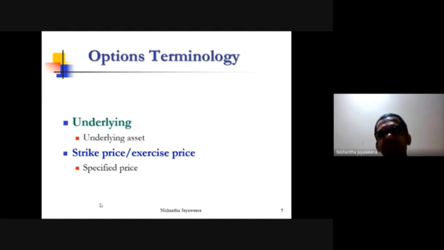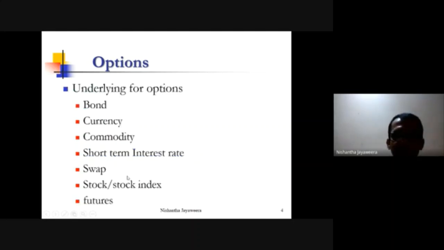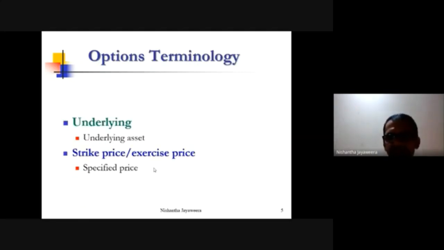So basically we use the word underlying to refer to the underlying asset, and it can be any of these. The underlying asset can be a bond, or a foreign exchange currency pair, basically the base currency, or any commodity. It can refer to an interest rate. It can refer to a swap, and again, a swap is also a derivative. Or it can refer to a particular stock, a stock index, a particular futures contract, or basically any asset. So we call it the underlying asset.